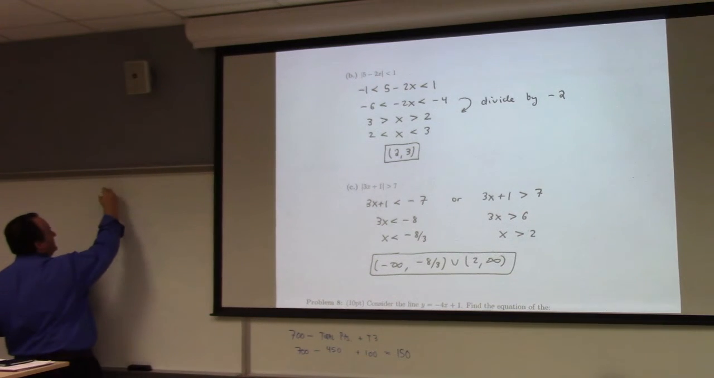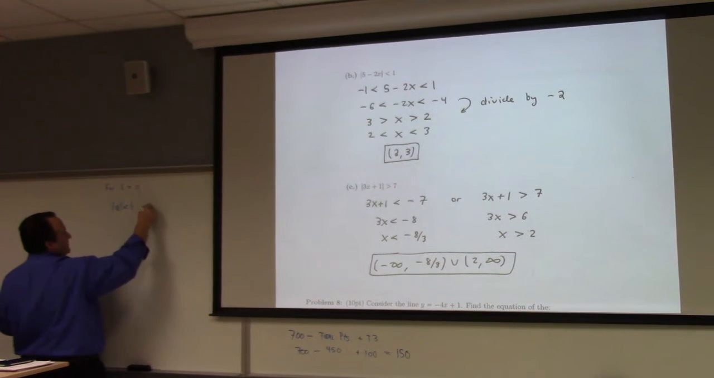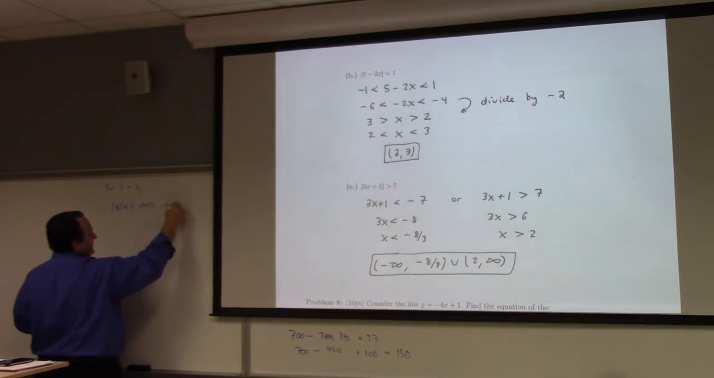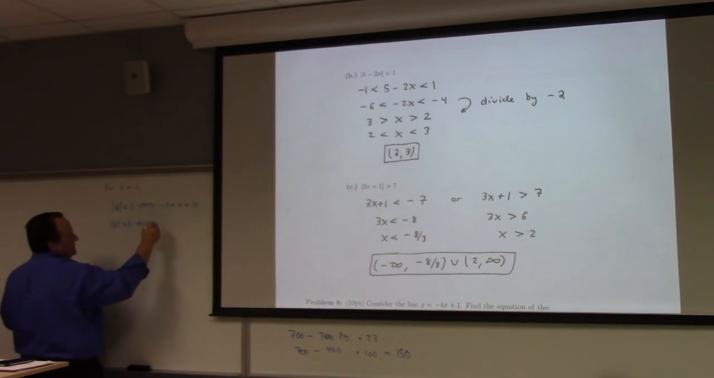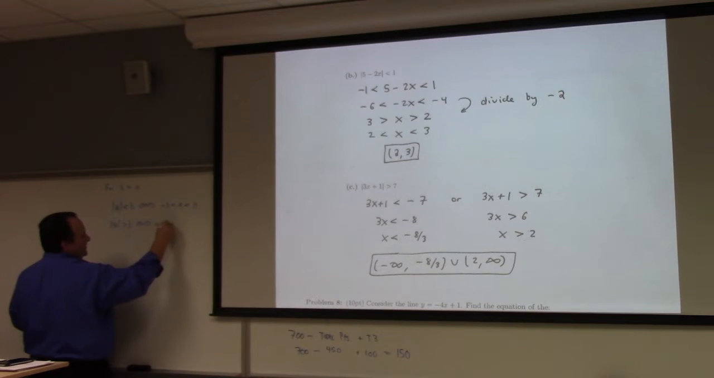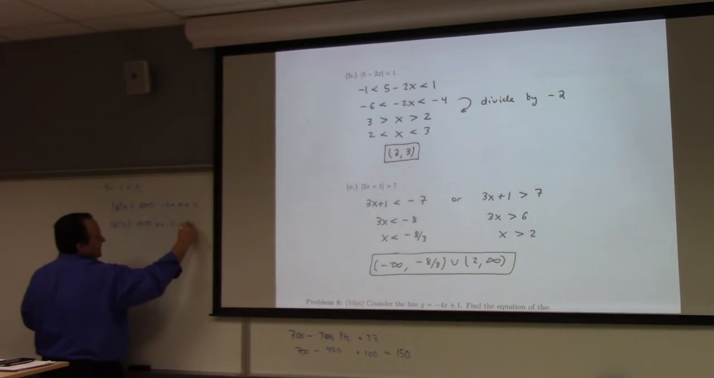So here's the two patterns. For B positive, if we have absolute value of A less than B, that unwraps as minus B less than A less than B, this compound inequality. But if we have absolute value of A greater than B, that is equivalent to A being less than minus B or A being greater than B.